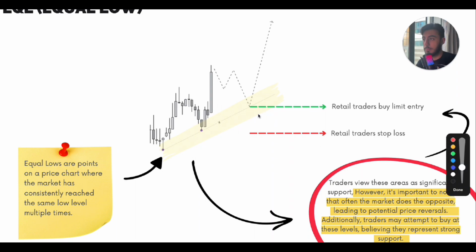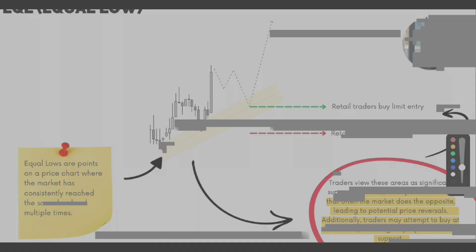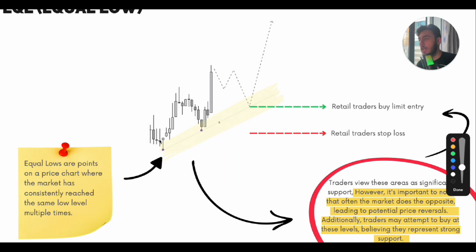So what are traders going to believe? They're going to say, okay, these are equal mitigations. So they believe this line works as a support. They're waiting for price to tap to here and give us a move to the upside. Okay, this is the hope that they have. So they're going to set their order here, the buy limit, and the stop loss here. Guys, there are millions and millions of traders that trade like this.